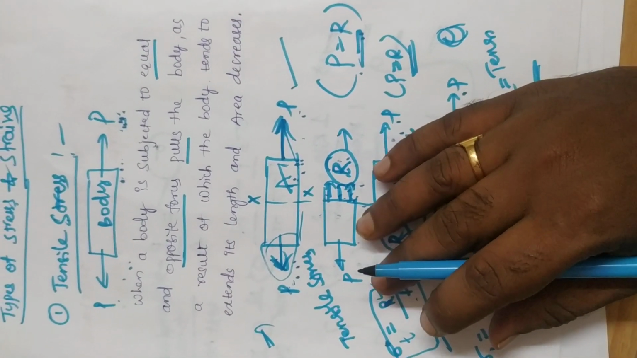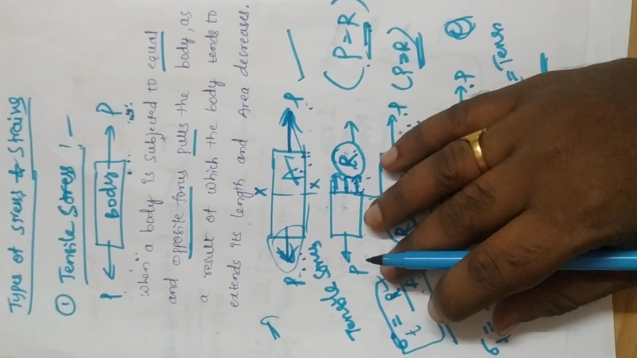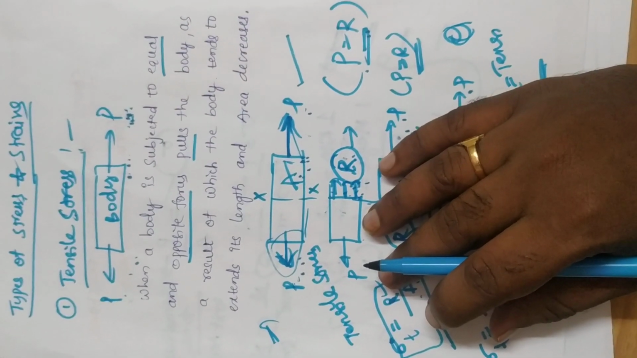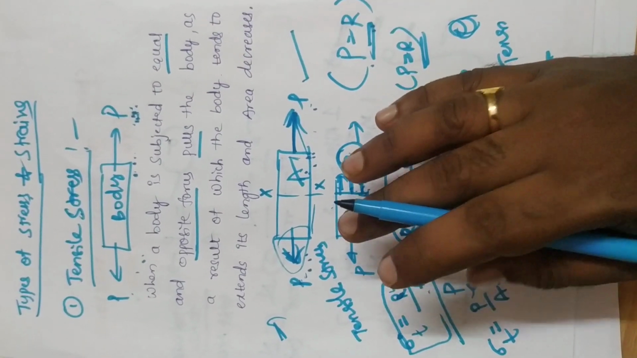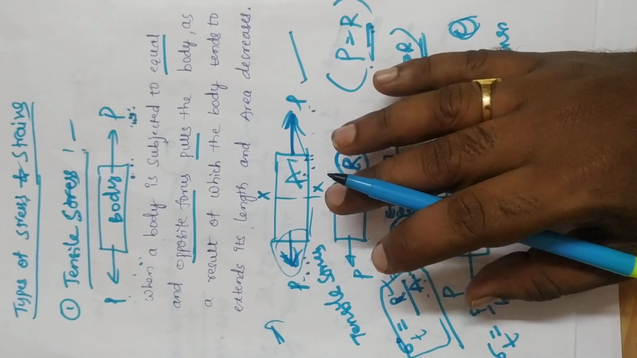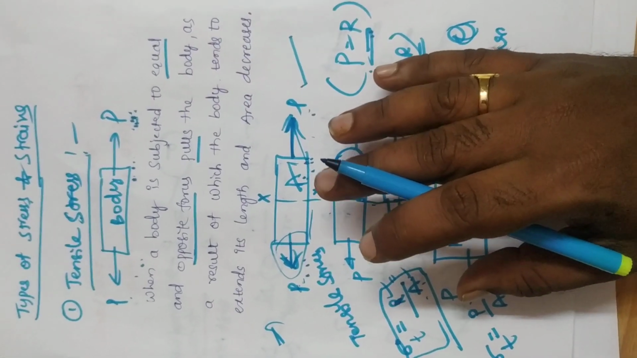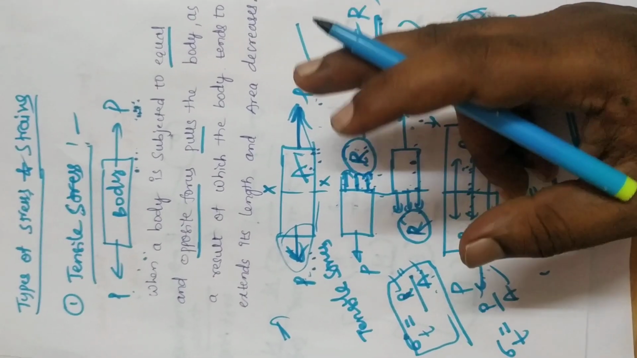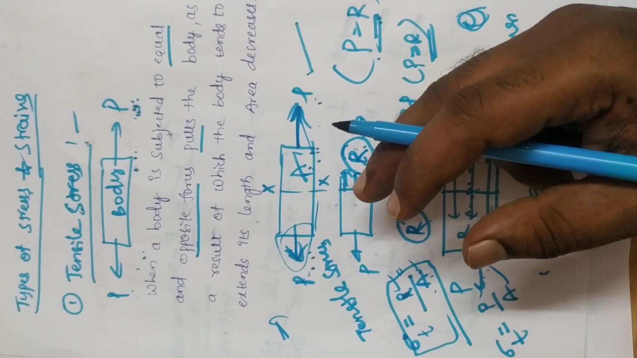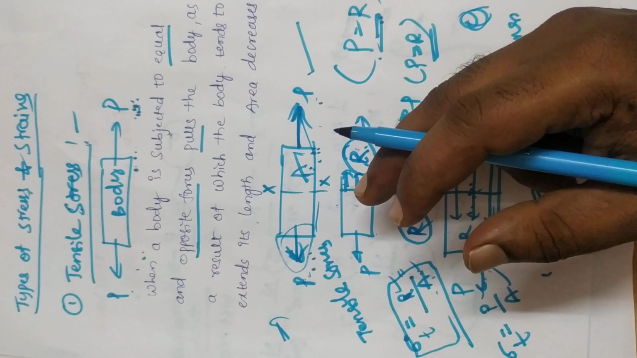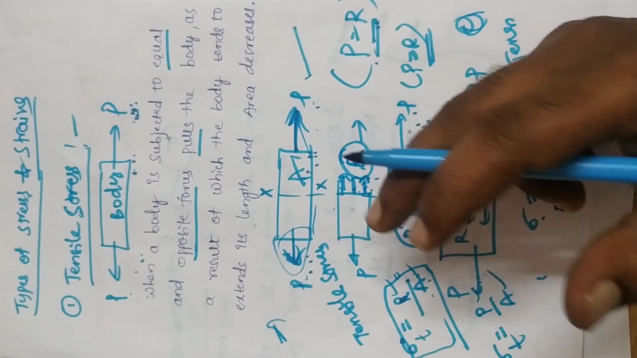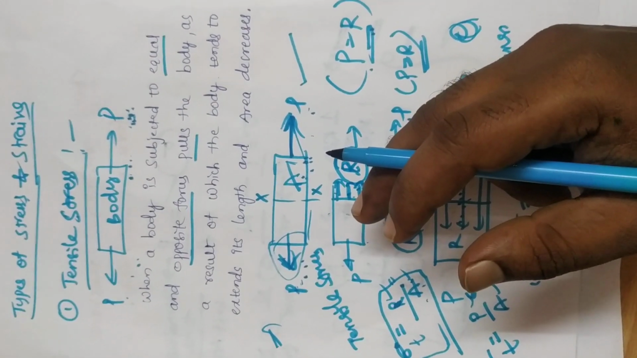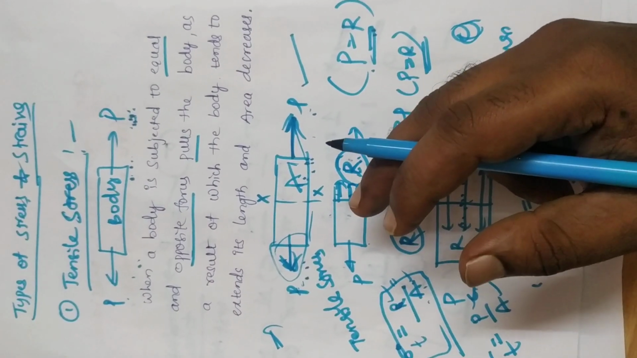The next one is types of stresses and strains. They are divided into 3 types. First one is tensile stress, second one is compressive stress, third one is shear stress. For strains, tensile strain, compressive strain, and shear strain. First one is tensile stress. What is the meaning, that means the definition, of tensile stress?